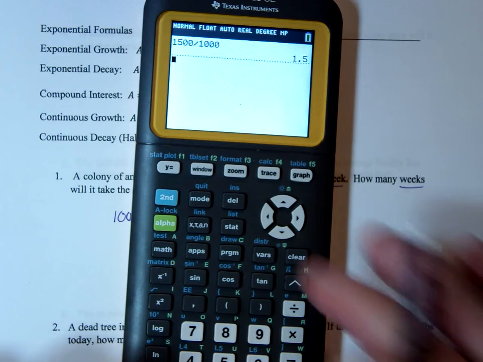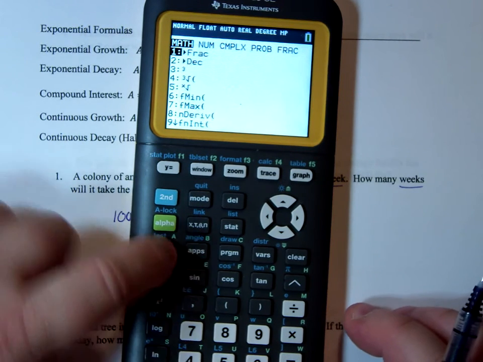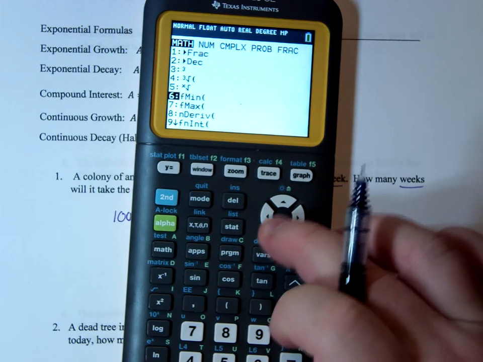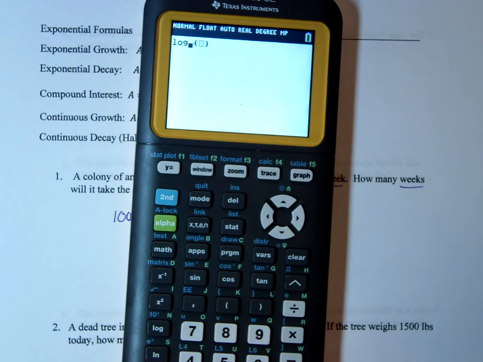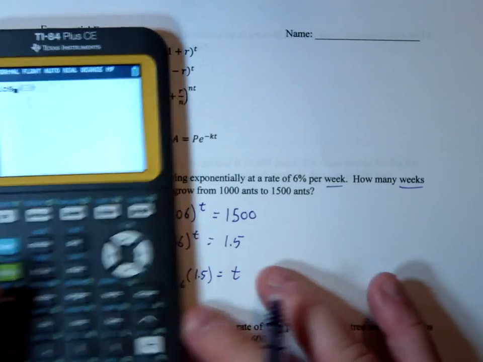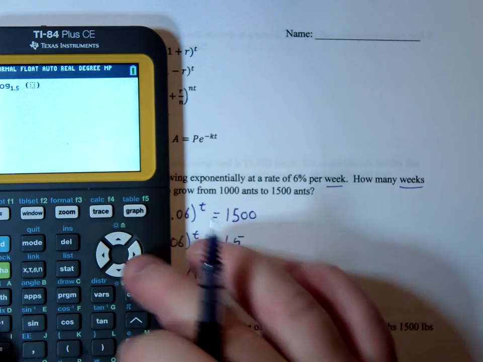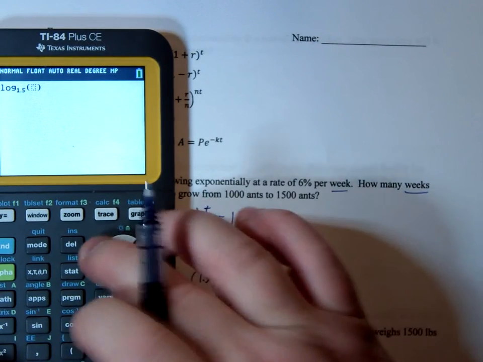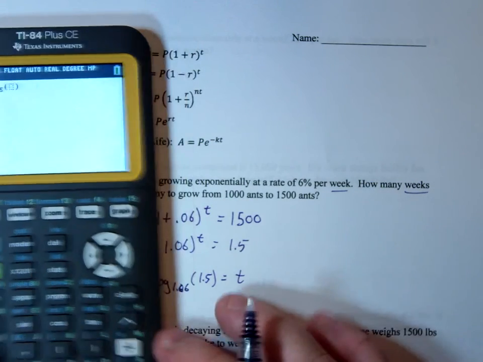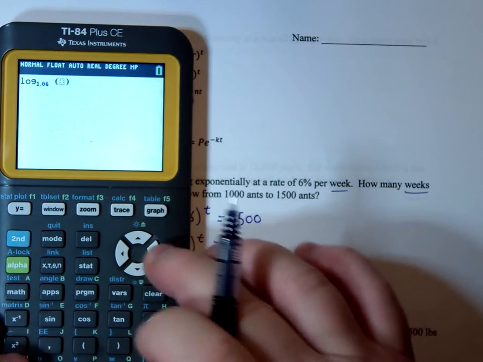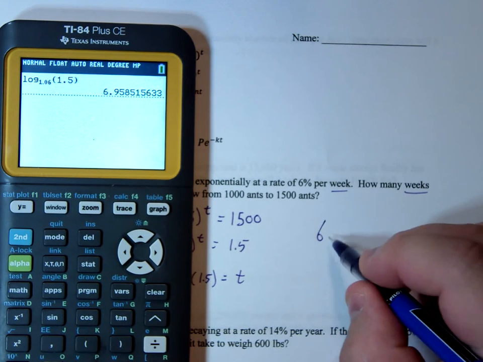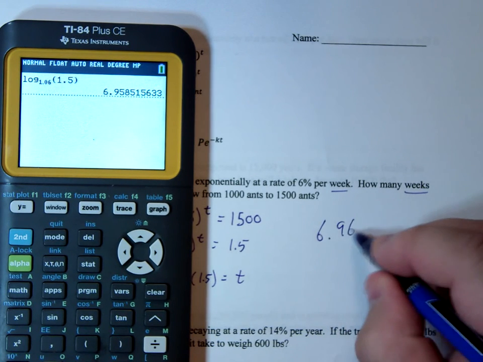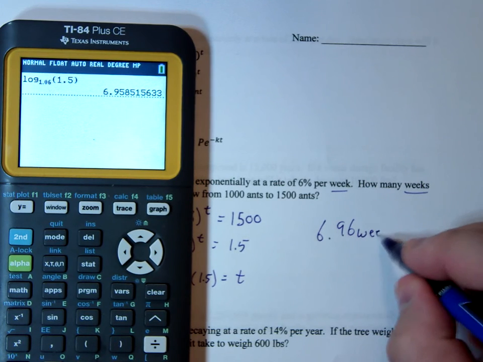In the TI, if you haven't figured it out yet, under math, if you go to the very bottom of that menu, there's a log base. And that'll give you that little base number that you need. 1.06 is the base, 1.5. So it's going to take 6.96 weeks.